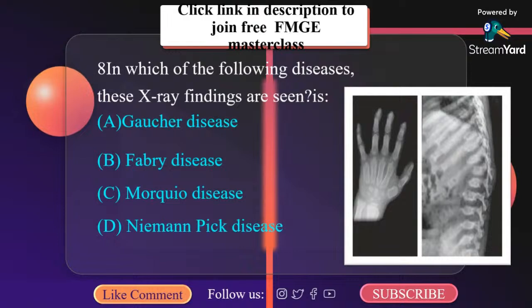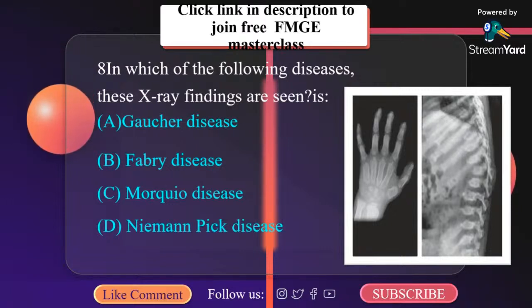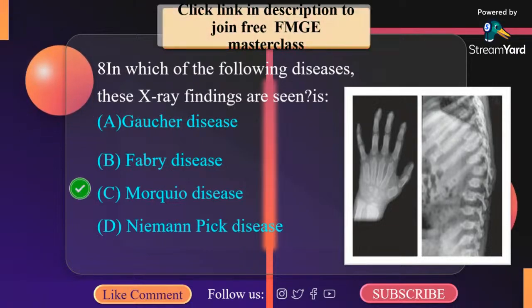In which of the following diseases are these X-ray findings seen? Concentrate on the metacarpus. A. Gaucher's disease, B. Fabry's disease, C. Morquio disease, D. Niemann-Pick disease. It is Morquio disease. Here you can see rounding of the vertebral body. So it is seen in Morquio disease.